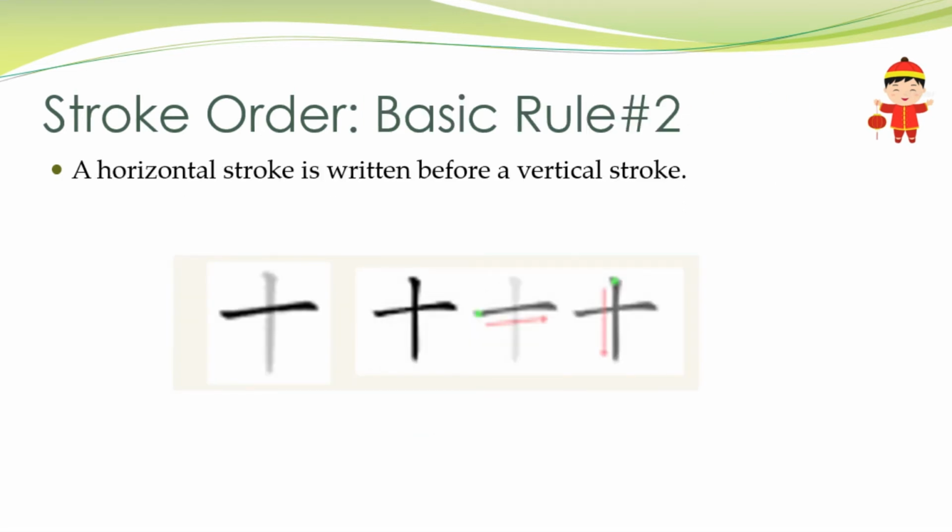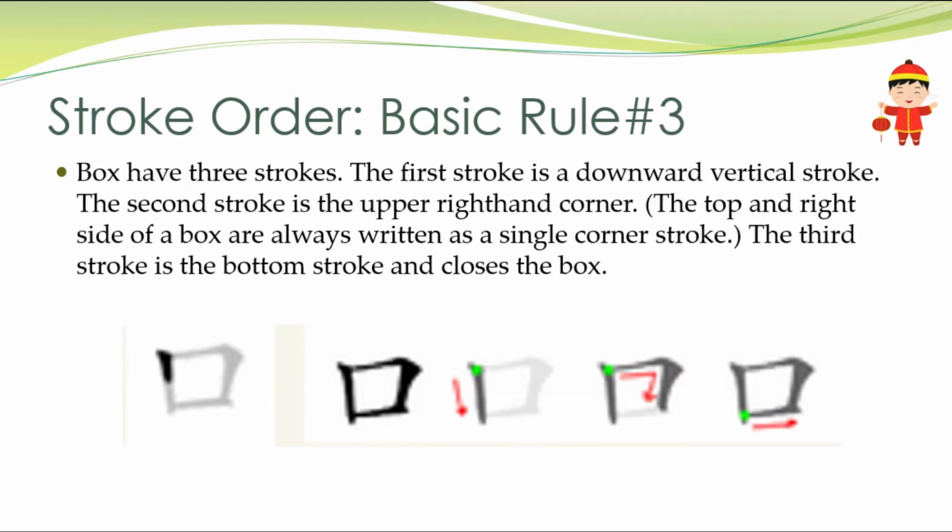Stroke order, basic rule number 2: a horizontal stroke is written before a vertical stroke. Most of the time, syempre may mga exemption din. So let's go to basic rule number 3.